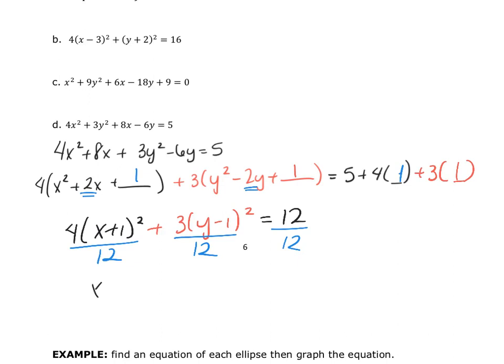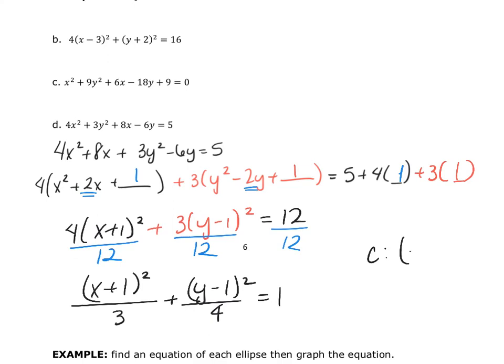And so this is going to be x plus 1 squared over 3 plus y minus 1 squared over 4 is equal to 1. Where's my center? Negative 1, 1. Where's my major? Is it parallel to the x or parallel to the y? It is parallel to the y because this is the larger number.